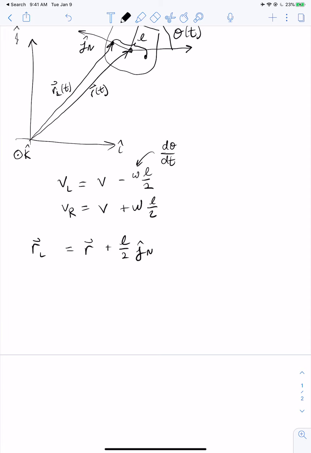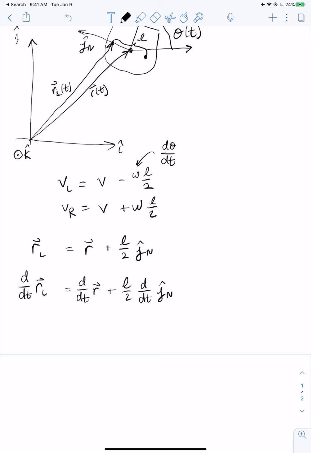Okay, so now the fun part is when we take derivatives of both sides. So let's find the velocity of the left wheel. Okay, the velocity of the left wheel is the velocity of the center of the robot plus, and I'm going to put the constant out in front, the derivative of j hat n times L over 2. Okay, so this is where things get kind of interesting.